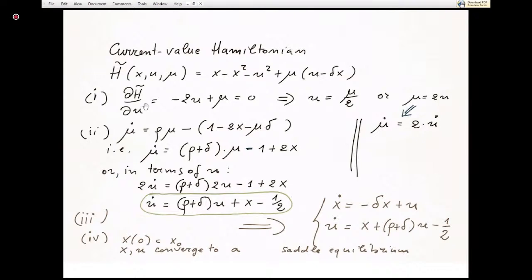The derivative of the Hamiltonian with respect to u: here x is not u, so it disappears, it's minus 2u plus mu. From this equation, we obtain an important relation between the control variable and the costate variable. At each point in time, our control variable must be half the level of the costate variable. So this is the first insight. Or the costate variable is twice the control variable.